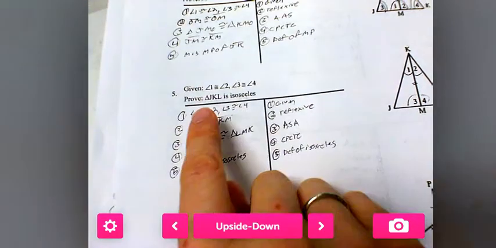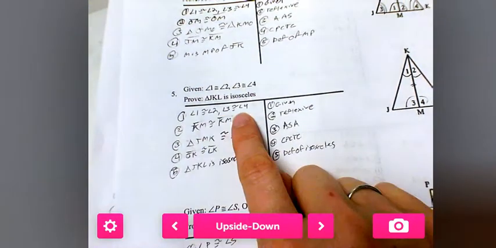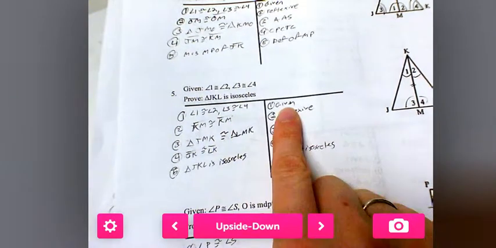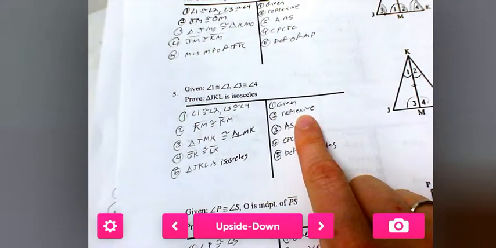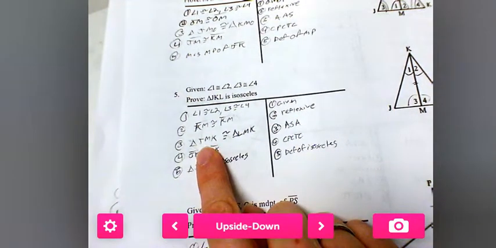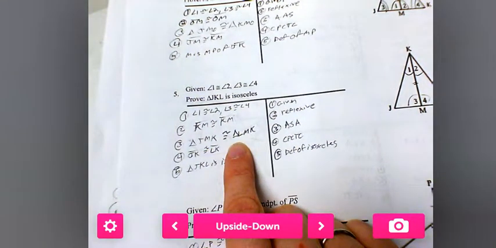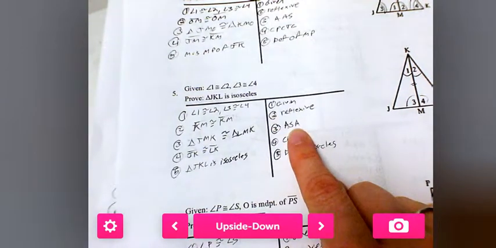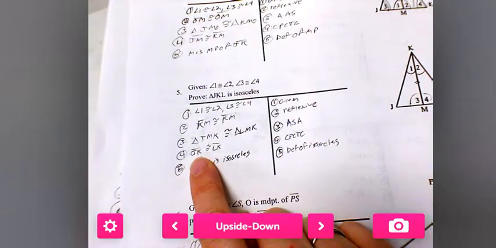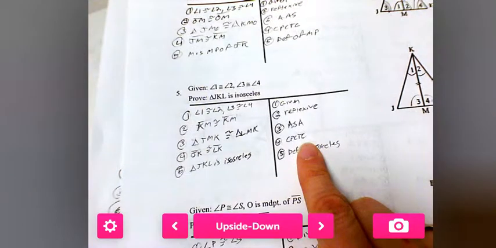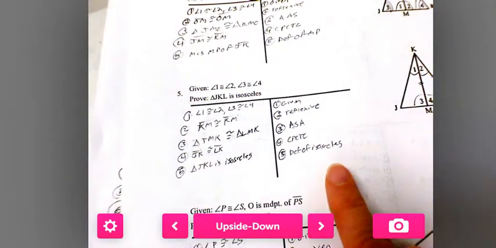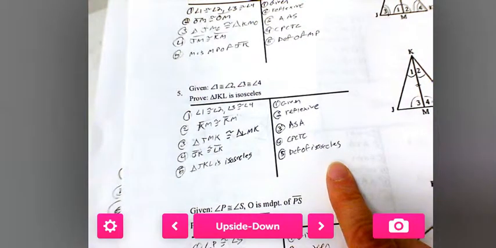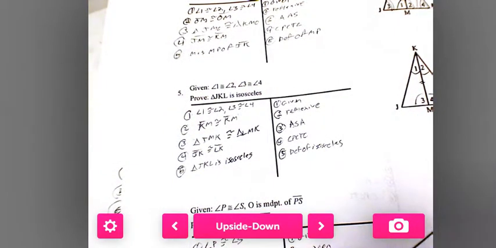Number 5, angle 1 is congruent to angle 2 and angle 3 is congruent to angle 4, given. KM is congruent to KM, reflexive. Triangle JMK is congruent to triangle LMK by angle side angle. JK is congruent to LK, CPCTC. JKL is an isosceles triangle by definition of isosceles. If those two sides are congruent to each other on the outside, it has to be an isosceles triangle.